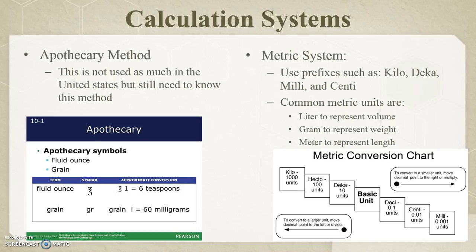Metric conversions are accomplished by multiplying or dividing by 1,000. And we use the common metric units liter, gram, and meter. Liter for volume, gram for weight, meter for length. In the metric system, dosages are written as decimals first, and then the unit of measurement. So for example, when you see something like 25 milligrams, you write the number first and then you write the unit of measurement.